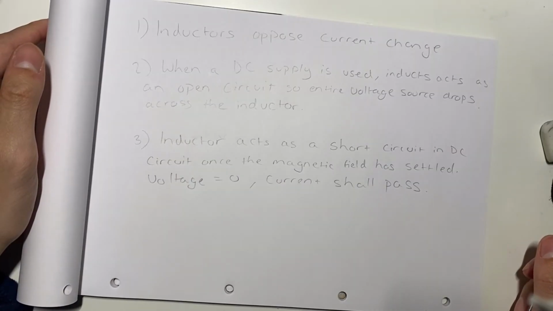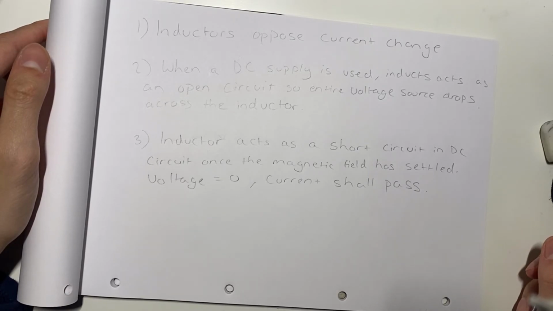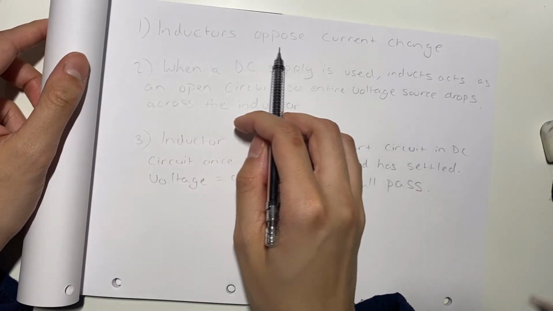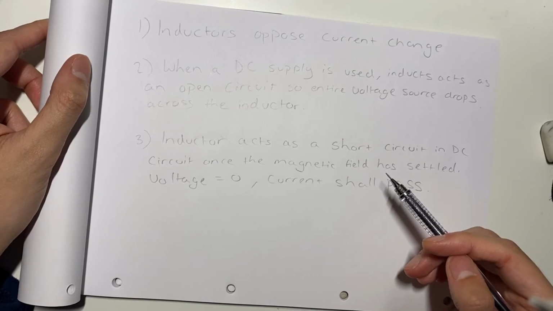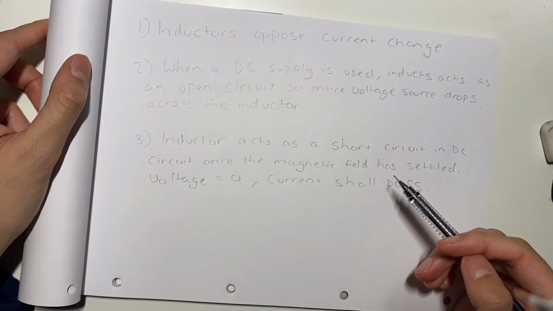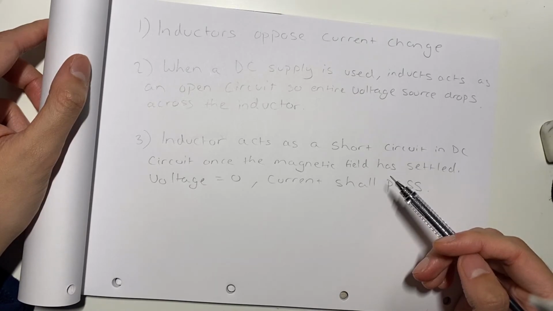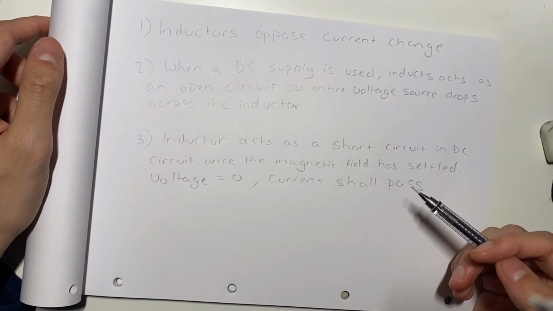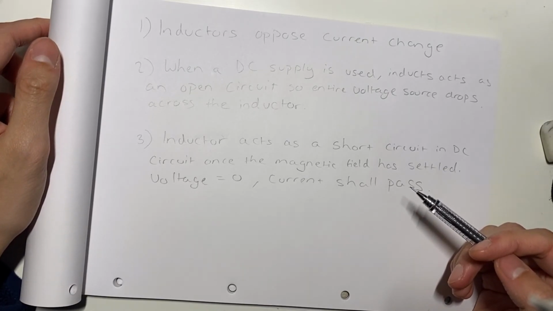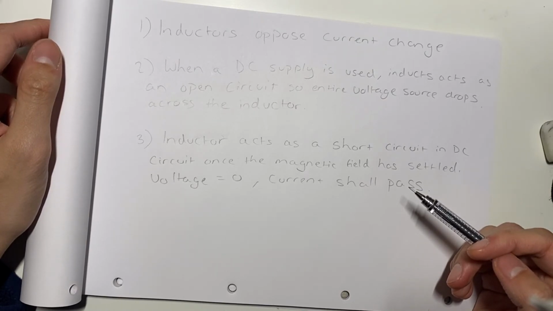If all of this is confusing, then it is okay. Just keep in mind these points. 1. Inductors oppose current change. 2. When a DC supply is applied, our inductor acts as an open circuit, and this is due to current not flowing immediately. Remember, it needs to ramp up first until we reach that stable point. And so the entire voltage source drops across the inductor. And 3rd, our inductor will act as a short circuit in DC circuits once all the magnetic field has settled, and as mentioned before, the voltage will be 0 and the full DC current shall pass.